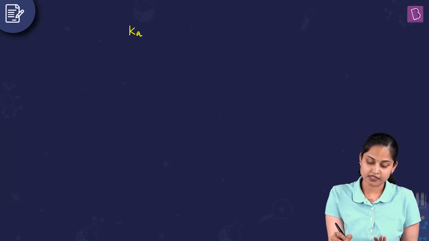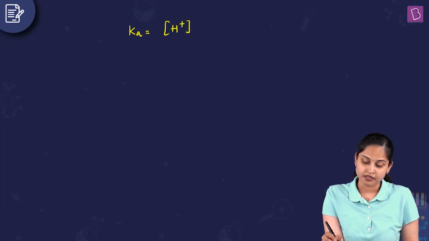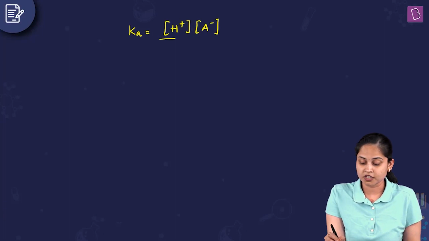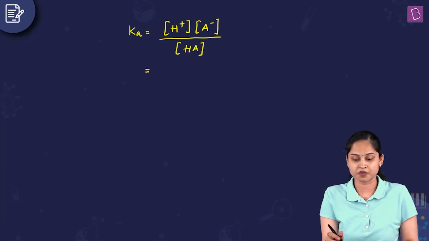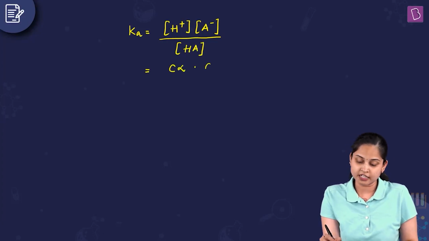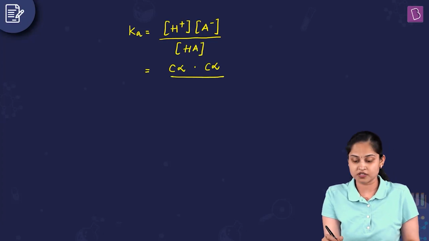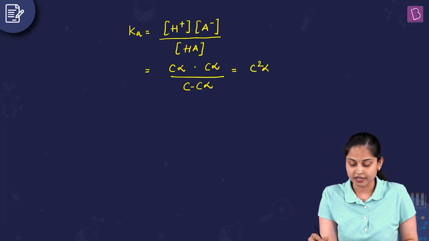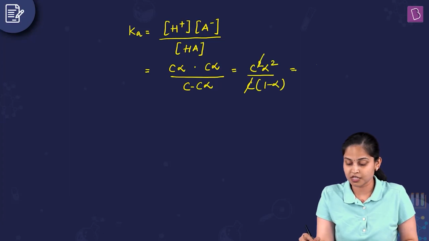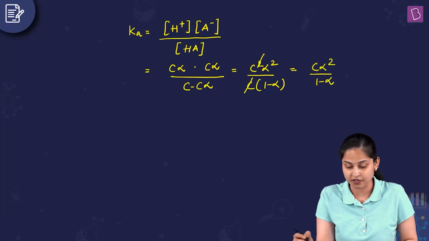Now, let me calculate the value for Ka. So, Ka is equal to how much? Ka will be equal to the concentration of the products, that is H positive and A negative, divided by the concentration of the reactant, that is HA. Now, what is the concentration of H positive? It is C alpha. For A negative also it is C alpha. For HA it is C minus C alpha. So it becomes C square alpha square upon C within bracket 1 minus alpha. C cancels out 1 C. So Ka becomes equal to C alpha square upon 1 minus alpha.